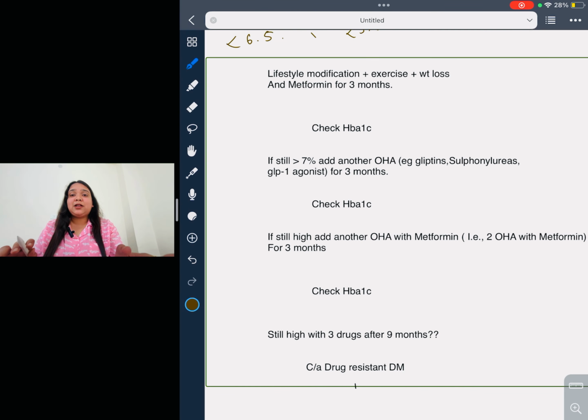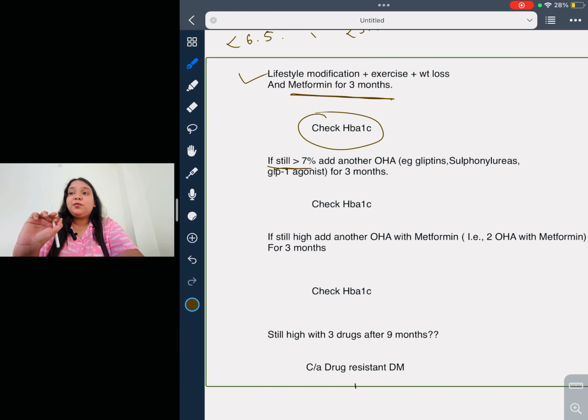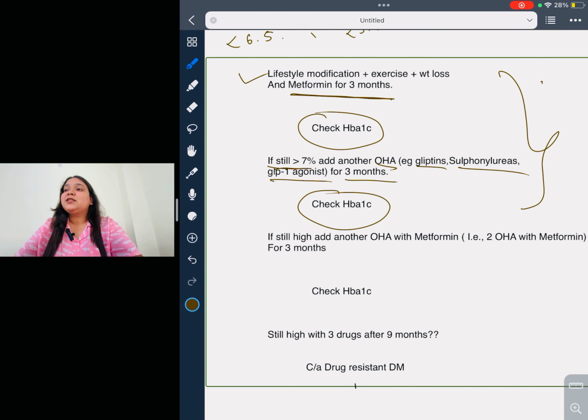So if a patient with diabetes comes to you, what do you have to give the patient first of all? First of all, you have to ask the patient to go for lifestyle modification. That is, control your diet, go for exercises, and along with these things, just give metformin for 3 months. And then after 3 months, check the HbA1c level. If it is controlled, then well and good. If it is not controlled, if it is more than 7, then you have to add one more OHA, which can either be gliptins or sulfonylureas or GLP-1 agonists. Now you have to give these drugs again for 3 months and then check the HbA1c level again. So in total, we gave 6 months to the patient.